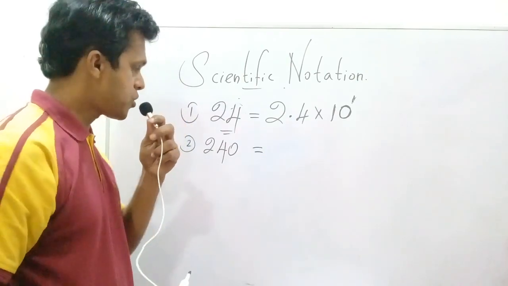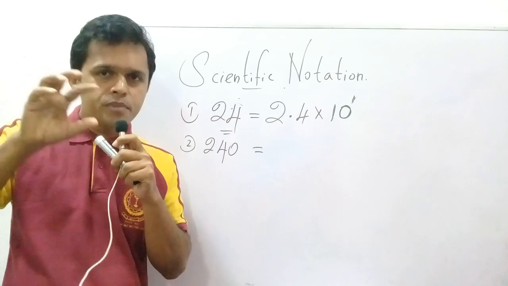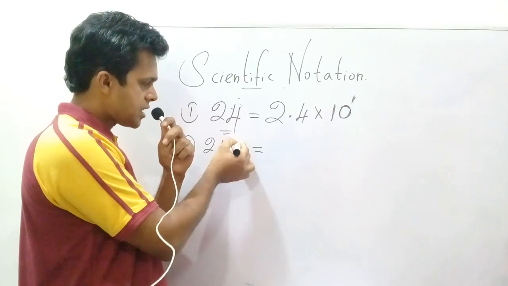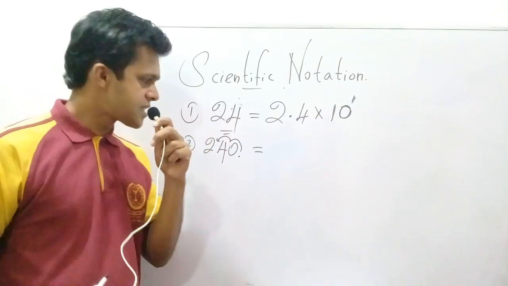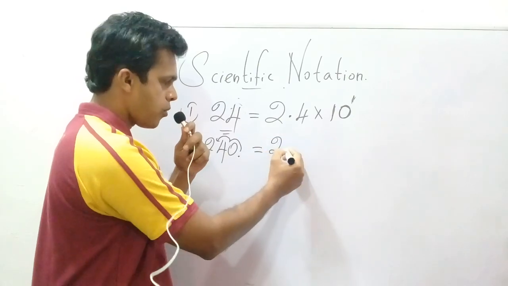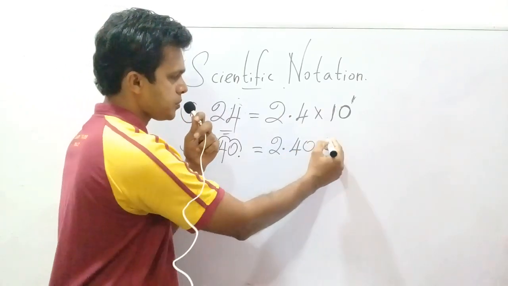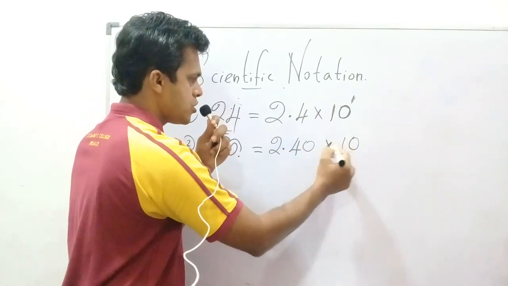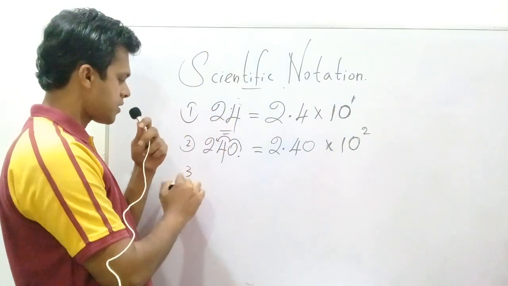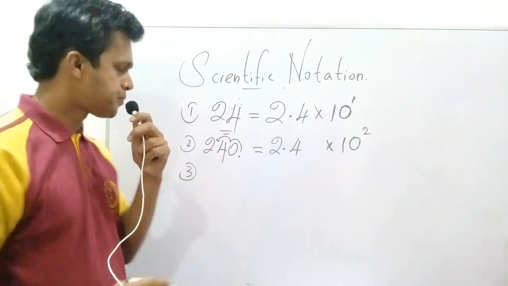Think of this one: 240. How could you write 240 in scientific notation? The decimal point should come between 2 and 4. So the decimal point comes here, passing 1, 2 digits. So 2.40, actually, no need of writing the 0, into 10 to the power 2. So 2.4 into 10 to the power 2.